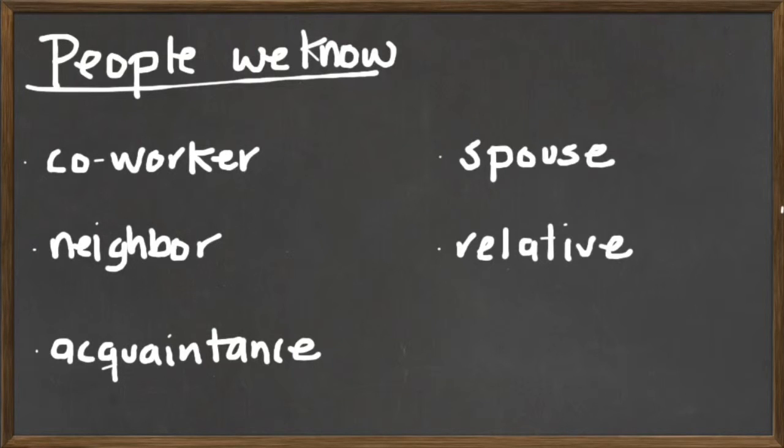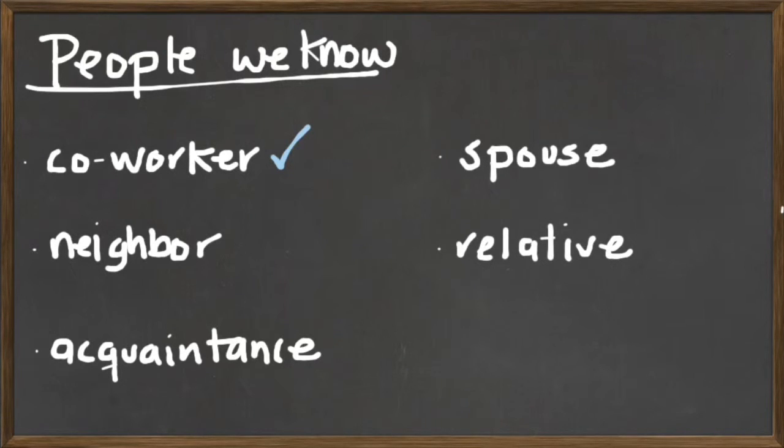So let's begin. The first one is coworker. A coworker is a person you work with, a person that has the same status that you do. Maybe the person in the next office. If it's a teacher, another teacher would be your coworker.